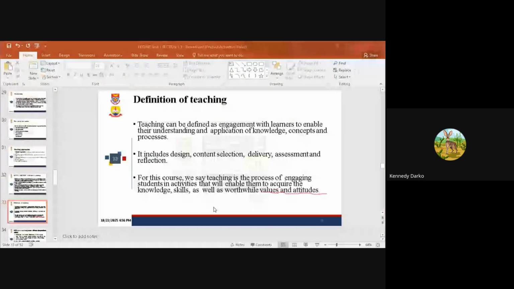Now, teaching, as a definition with regard to this lesson, is engaging students in activities that will enable them to acquire the knowledge, skills, as well as values and attributes. You, the teacher, are helping the children to acquire their knowledge and the skills.